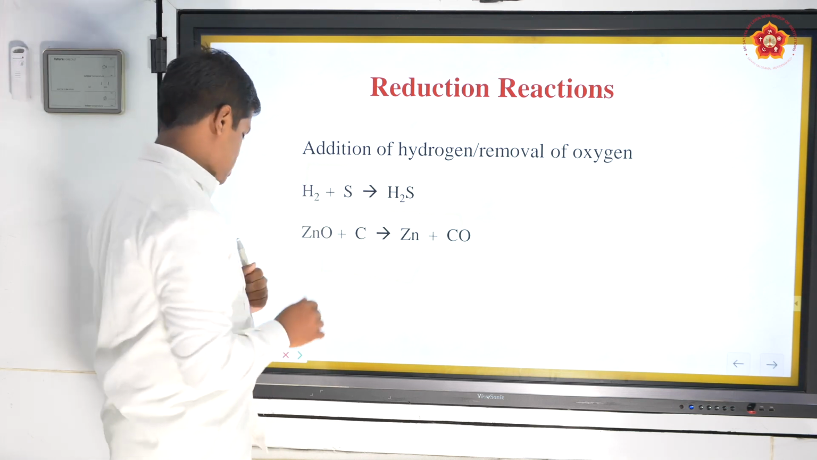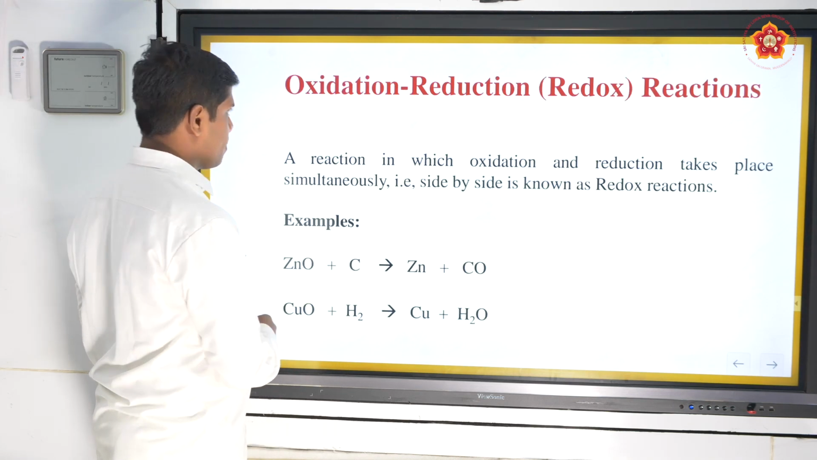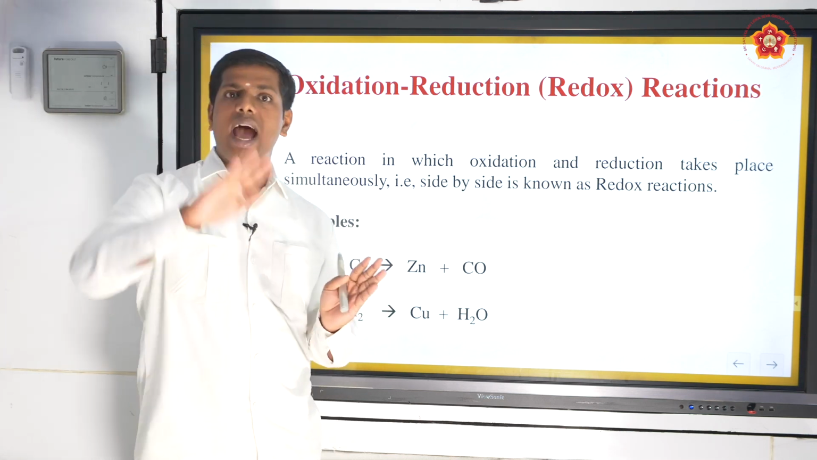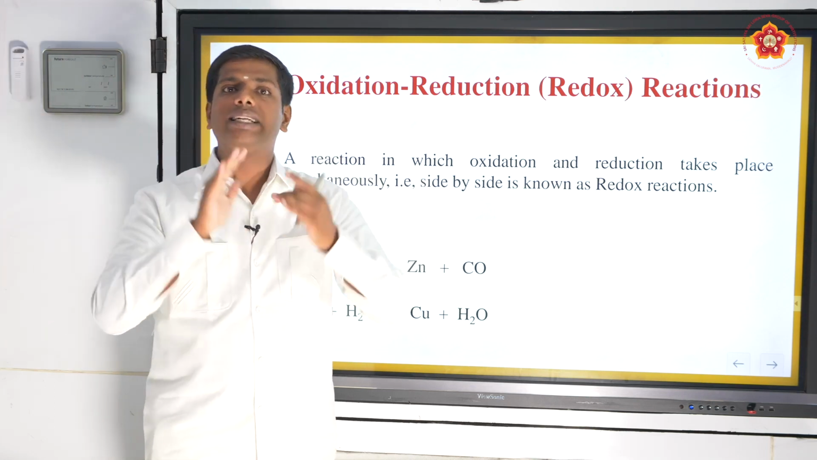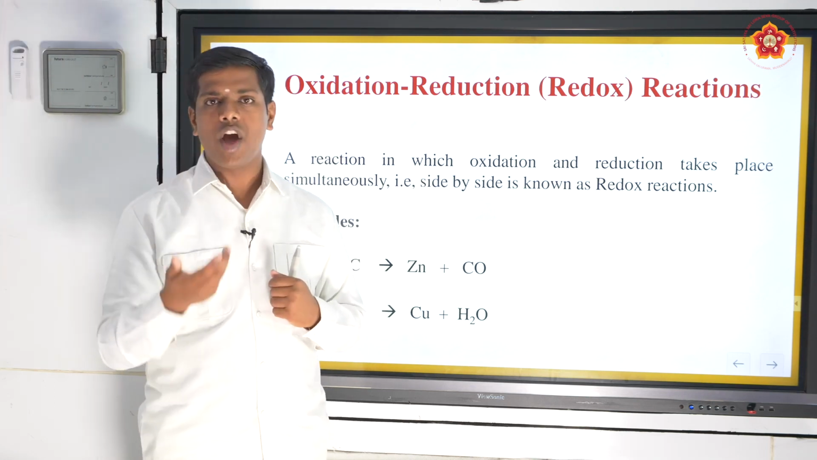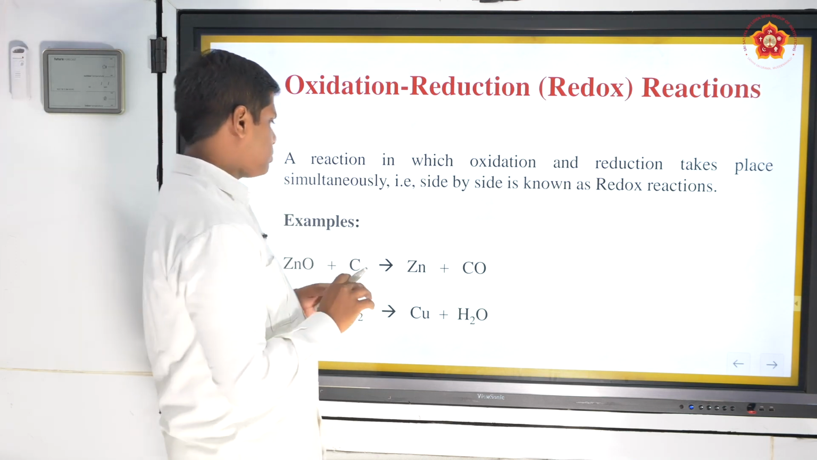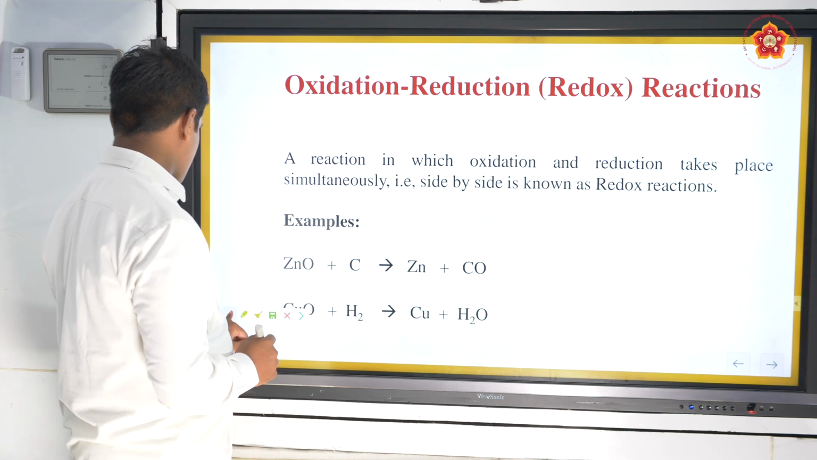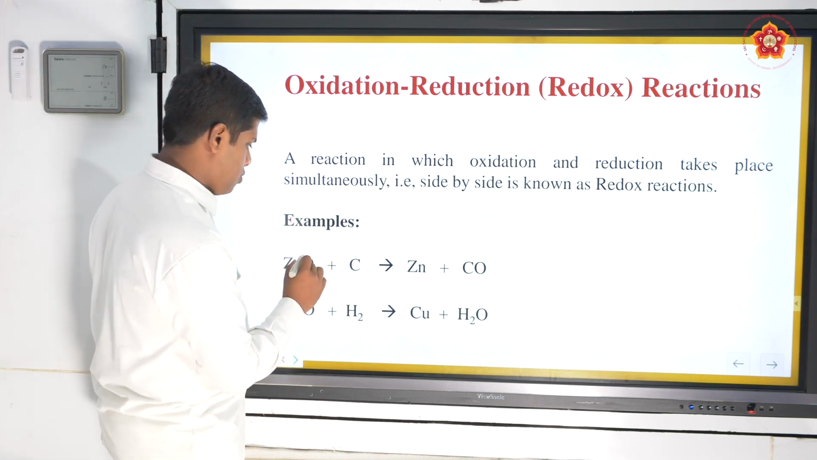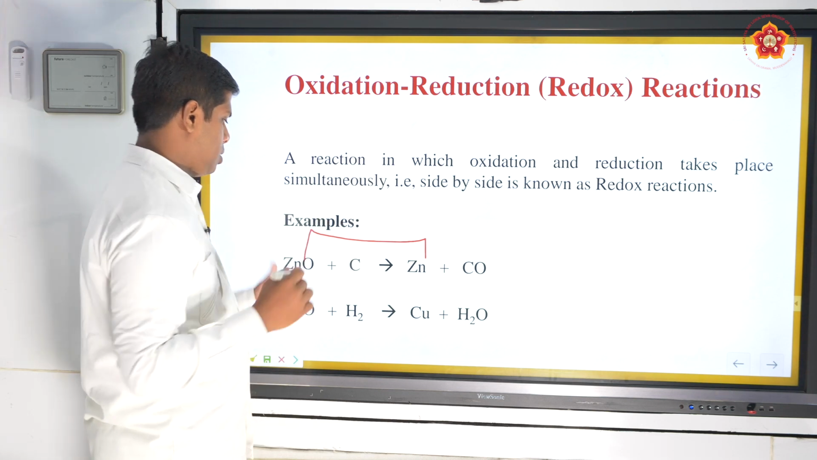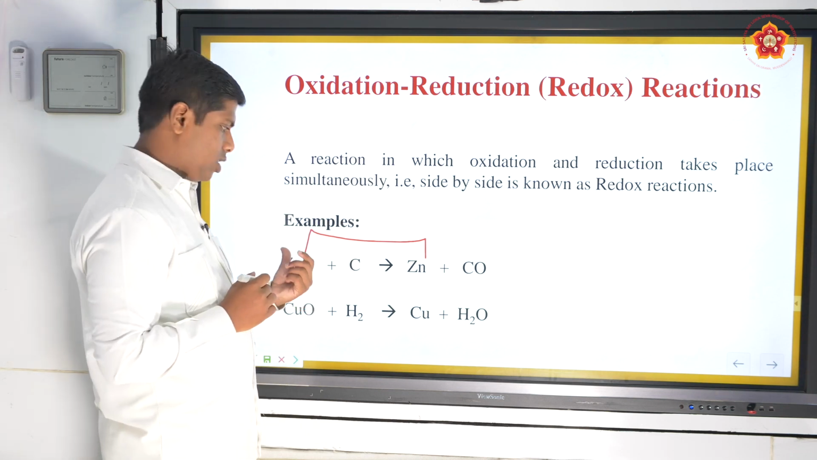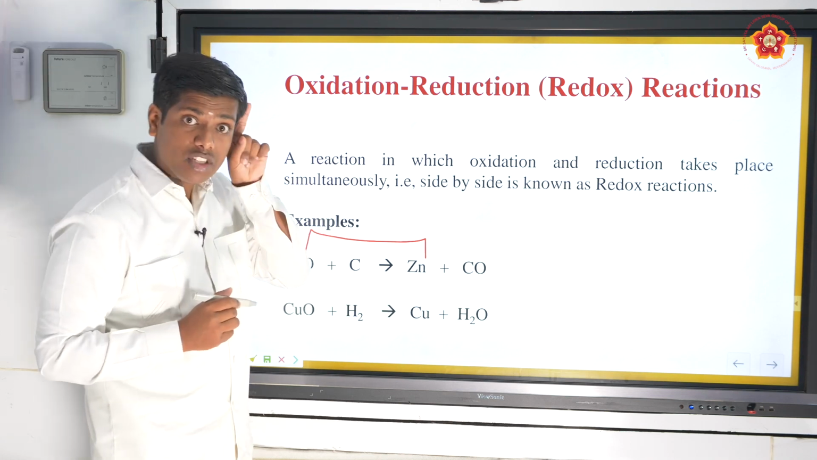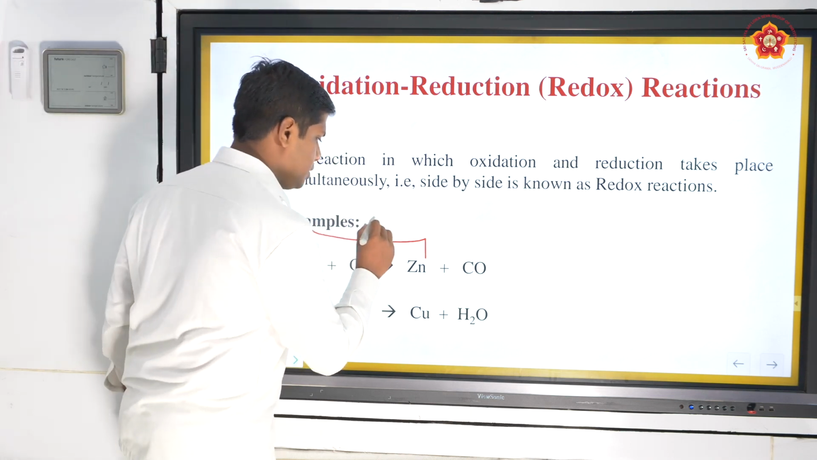Simple concept. What is a redox reaction then? A reaction in which both oxidation and reduction take place simultaneously is known as a redox reaction. Examples, please see, children. What is this? ZnO, zinc oxide, is turned to Zn, means removal of oxygen. Removal of oxygen means it is a reduction. Good.